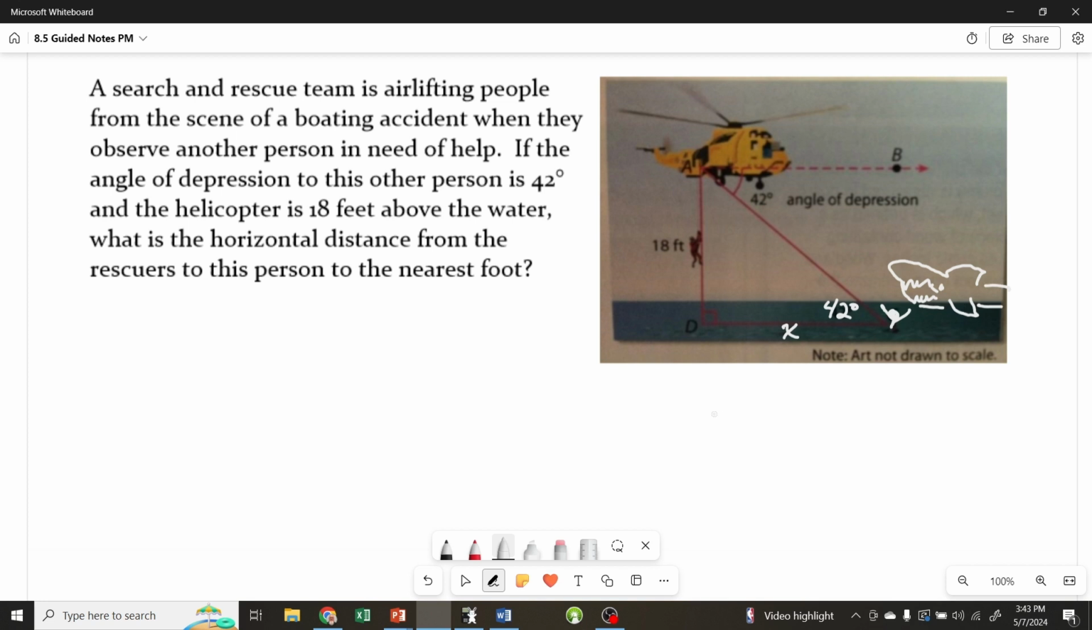Okay, so we've got to work fast here. So let's go and do some math so we can save this person from the shark. So the tangent of 42. Oh, that shark's circling. We better move quicker. Tangent of 42 is equal to opposite 18 over adjacent x. So we're going to switch this. X is equal to 18 over the tangent of 42.